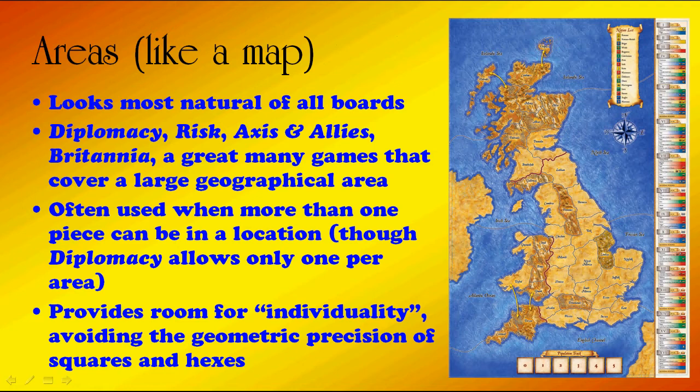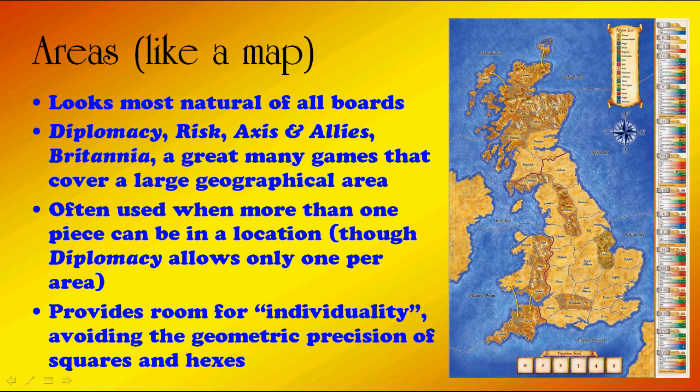Of course, then you have areas, which are like a map. So perhaps the most natural looking game board is the area map. And Diplomacy, Risk, Axis and Allies, my own Britannia, and a great many other games that cover large geographical areas are going to use area maps. Many times area maps are used when you can have more than one piece in a location, as opposed to squares or hexagons, where you usually have one piece or a few pieces per location. If you think of Axis and Allies, you can have dozens of pieces in one place.